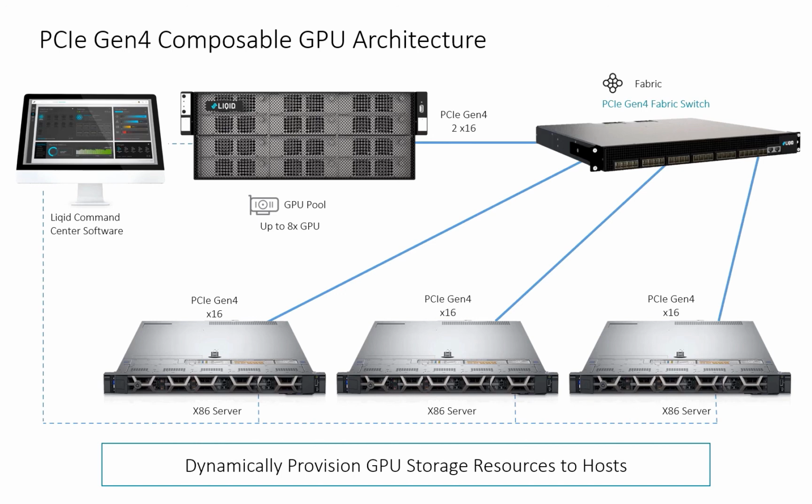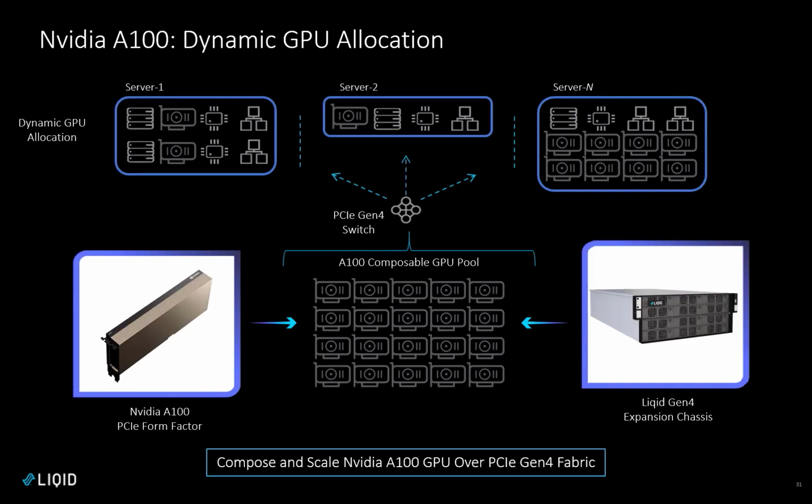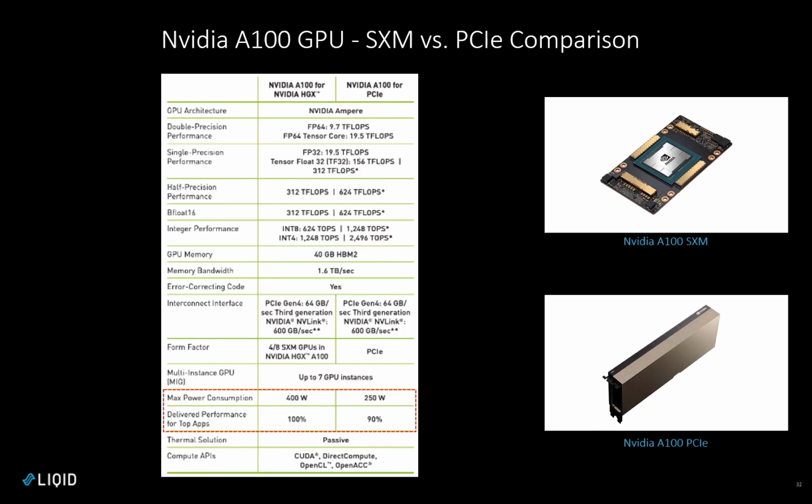And just like we did for V100 and PCIe Gen 3, we are going to do, and are already doing, for PCIe Gen 4 and A100. So we're going to be taking the A100 PCIe form factor GPUs. We're going to be deploying them into a Gen 4 PCIe expansion chassis, and then using the Liqid software and fabric switch, we are going to be dynamically composing A100 GPUs to servers in a disaggregated architecture. Already doing this today, very, very excited about this new product.